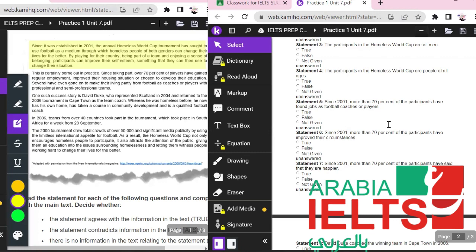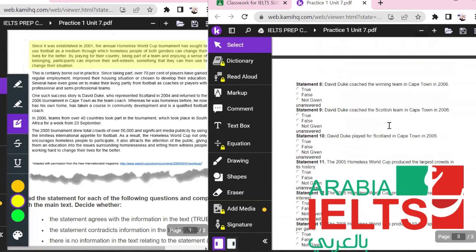Statement 7. Since 2001, more than 70% of the participants have said that they are happier. What about their feelings? Not given. Great job. In this paragraph, they did not discuss the feelings. There's no mention of how they felt. That's why the correct answer is not given. So far, so good.